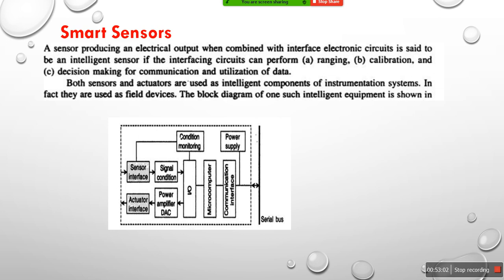And similarly, calibration means whenever an output is being measured, then automatically, even though you are using that particular electronic output a number of times, each time the measurement has to be very accurate. It should not change each time you are measuring the temperature or some other parameters. That is called calibration. So these smart sensors should be able to monitor along with the operation. They also have to monitor the ranging, the calibration, and the decision making for communication and utilization of the data.